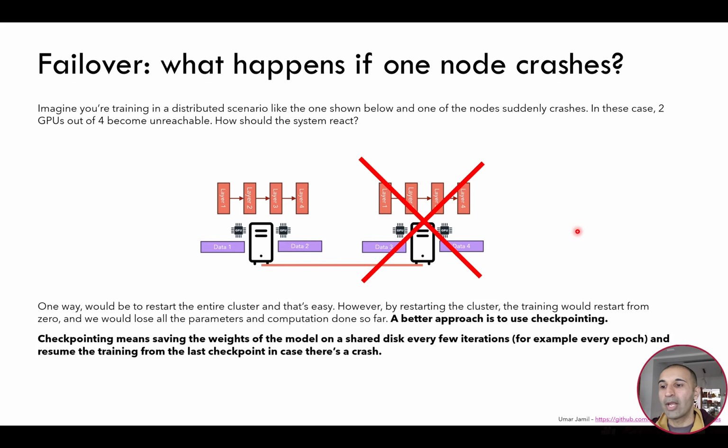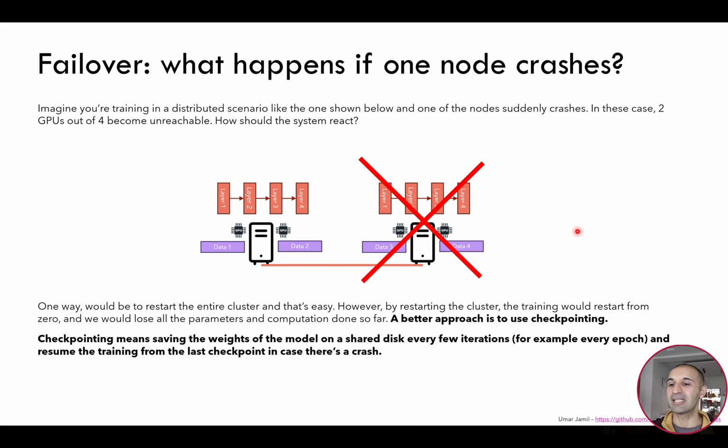Well, one way would be to restart the entire cluster, and that's easy. However, by restarting the cluster, the training would restart also from 0, because as you remember, we start from initial weights that are randomly chosen by one node, which are then sent to all the other nodes. But this would mean that we would lose all the parameters and computation that we have done so far when this node crashed. A better approach is to use checkpointing.